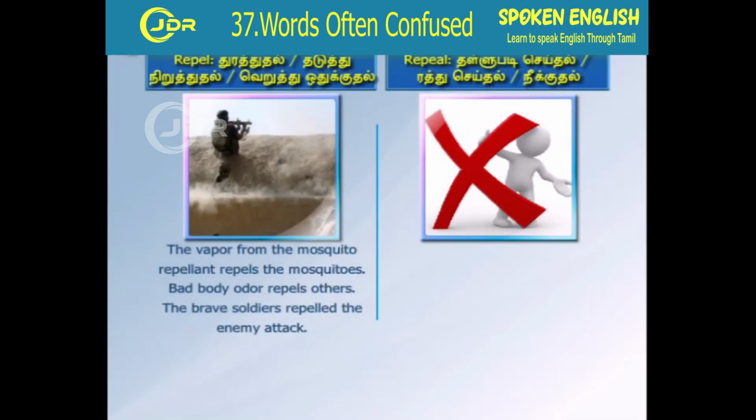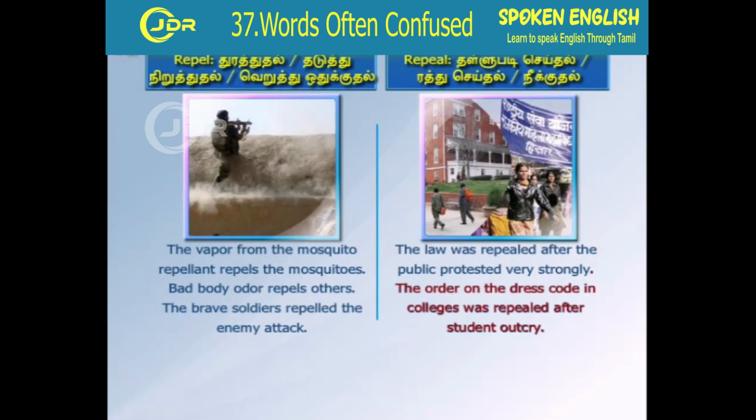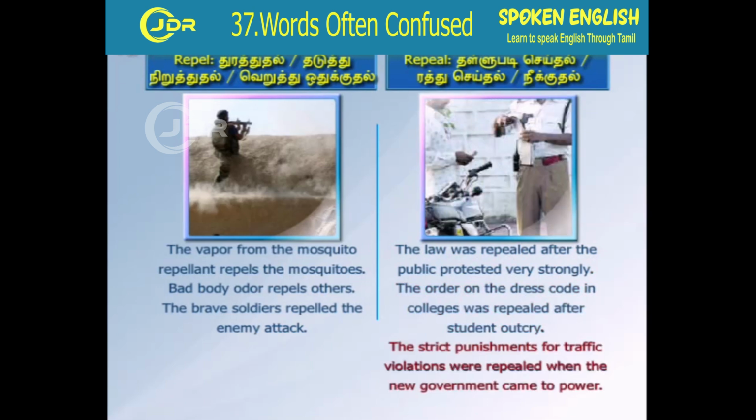Repeal. The law was repealed after the public protested very strongly. The order on the dress code in colleges was repealed after student outcry. The strict punishments for traffic violations were repealed when the new government came to power.